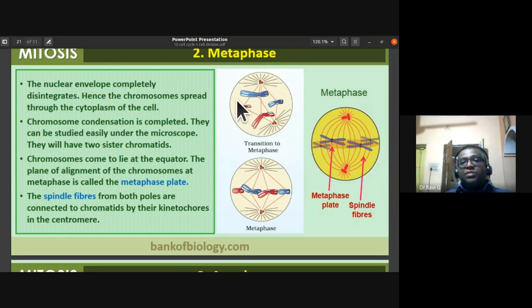The spindle fibers from both the poles, arising from the asters, are connected to chromatids by the kinetochores in the centromere. You know that the centromere will have kinetochores at both the ends. So at both the ends they are connected, and I told you that the centromere splits in the anaphase stage. Let us study about that.